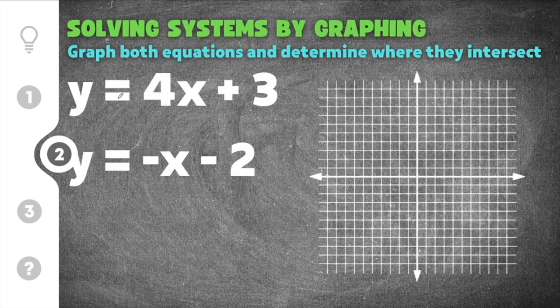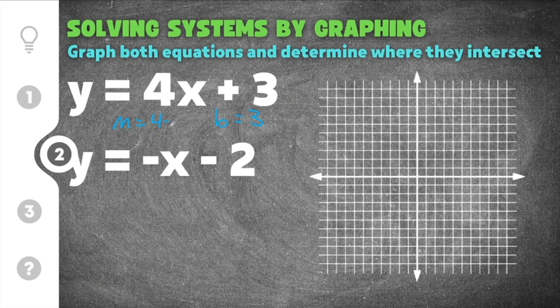This one gives us y equals 4x plus 3 as our first equation, and our second equation is y equals negative x minus 2. I'm going to identify the slope and the y-intercept for the first equation. So our slope in this case is 4, and our y-intercept for the first equation is 3. So I can graph that.